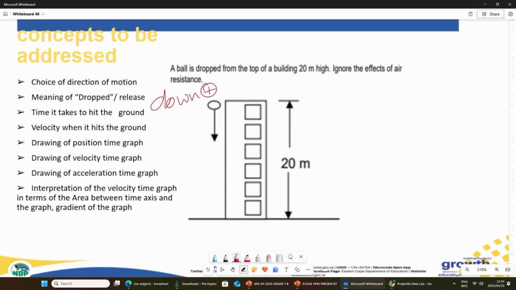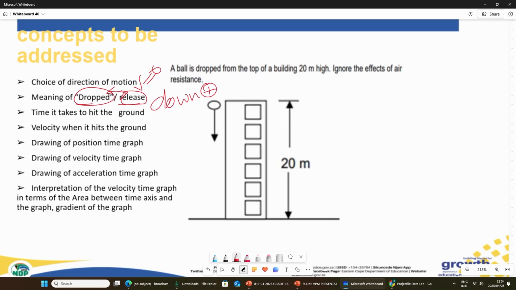So the choice of direction first, and also the meaning of dropped or release. Sometimes they can also use the word release, so they mean almost the same thing. That is, when dropped, the initial velocity is given to be 0, as I alluded to first. Okay, so now let's look again. Let's say we are given the time taken to hit the ground.